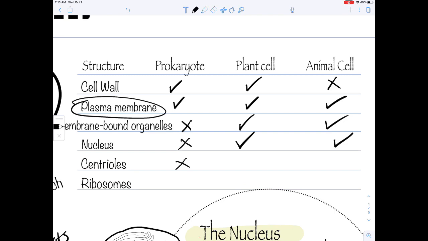Centrioles are not in our prokaryotes. They're not in our plant cells, but they are in our animal cells. Ribosomes are in all types of cells, so we'll see them in our prokaryotes, we'll see them in our plant cells, and our animal cells.